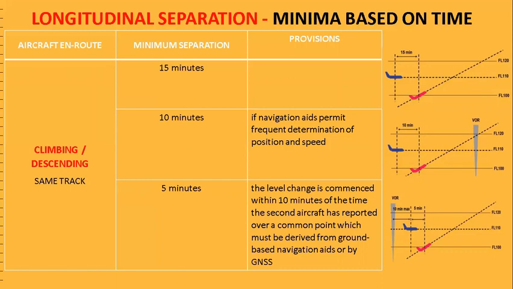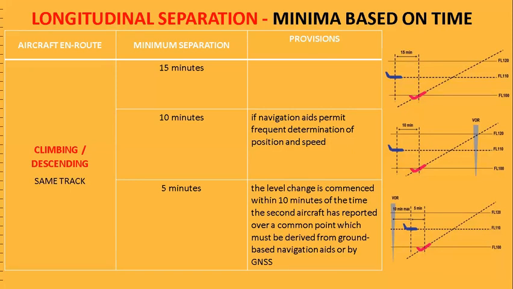So in all these conditions, while climbing and descending, one aircraft has to maintain a level. The blue aircraft is shown maintaining a level, flight level 110. So one aircraft has to maintain a level. The second aircraft will be 15 minutes or 10 minutes apart. If it is 10 minutes apart, we have navigation aids which give us position reports and speed of both aircraft, so that they are always 10 minutes apart.